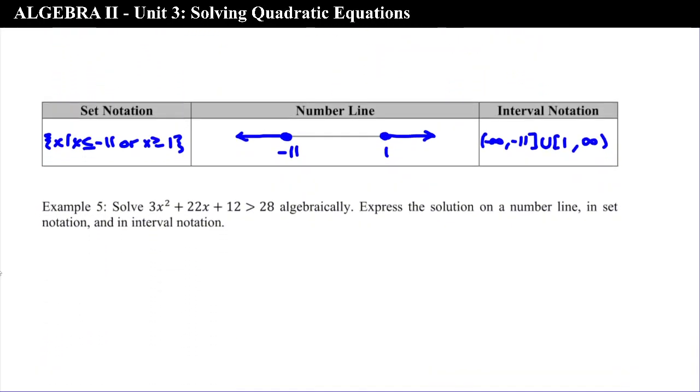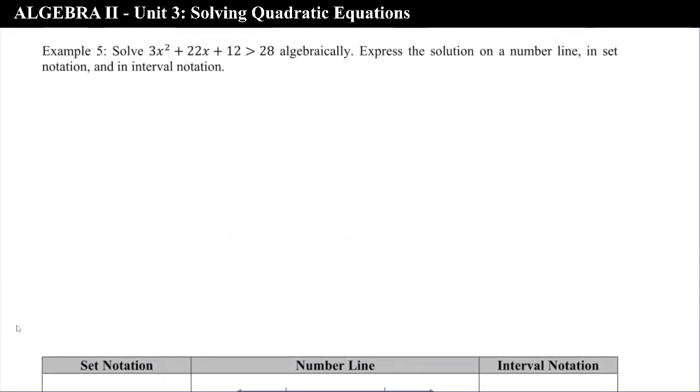All right, moving on to example 5. Again, we're going to start off with the related equation to our inequality. We'll move the 28 over to the other side. And that gives us negative 16 here.